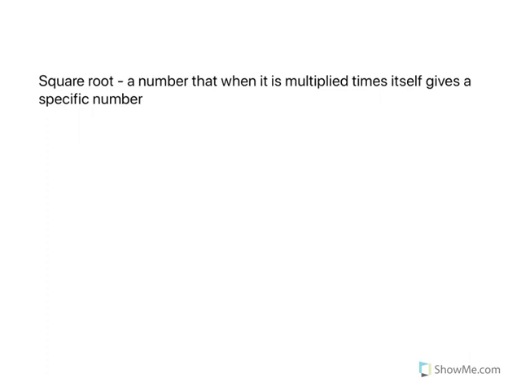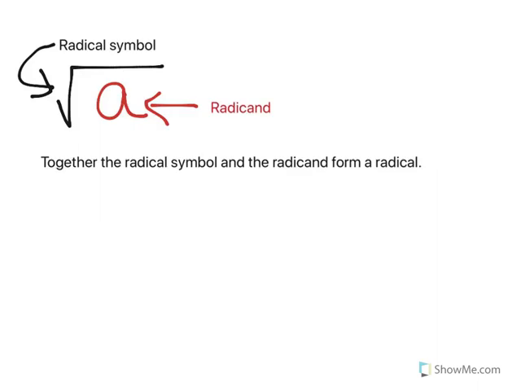First, let's look at the definition of the square root. The square root is a number that when it is multiplied times itself gives a specific number. So right now we're just thinking, okay, well, 2 times 2 equals 4, and so square root is just saying I should multiply times itself. Not exactly. Let's relate it to the actual symbols that we will usually see in a mathematical term.